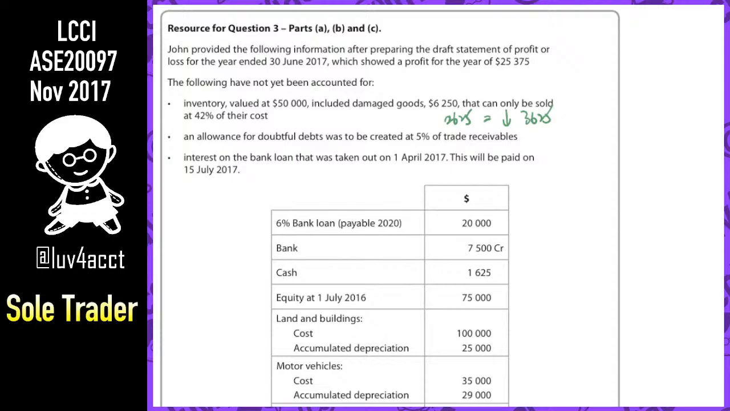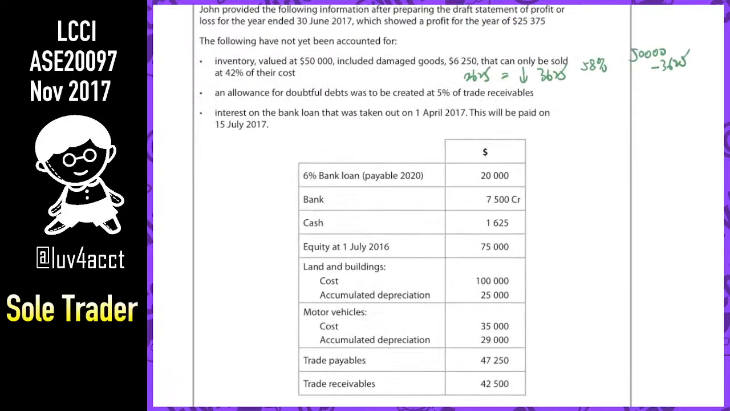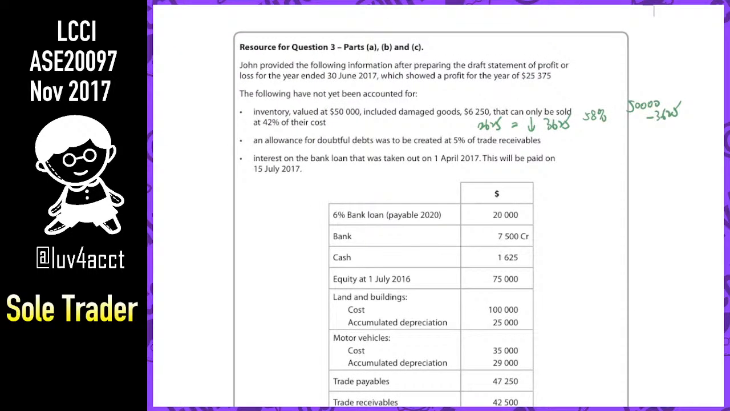Let us calculate one more time. 6250. We calculate the decrease directly. That means there is a decrease of 58%. Yes. So 50,000 minus 3625. Let's see if we are given any other information. No. So it will be 46375.